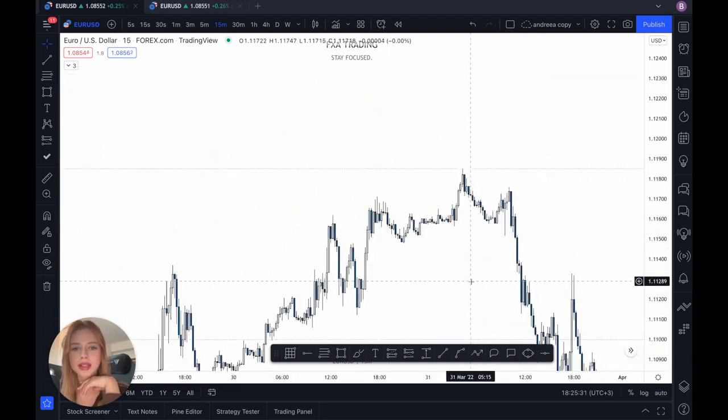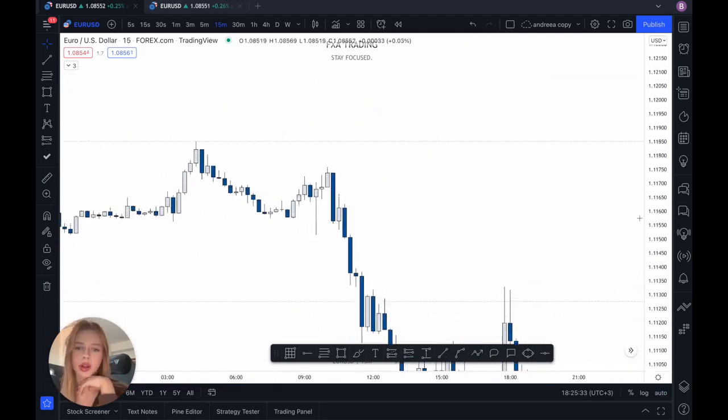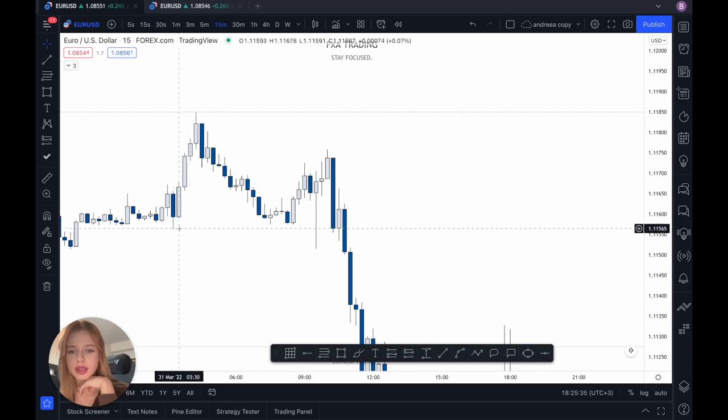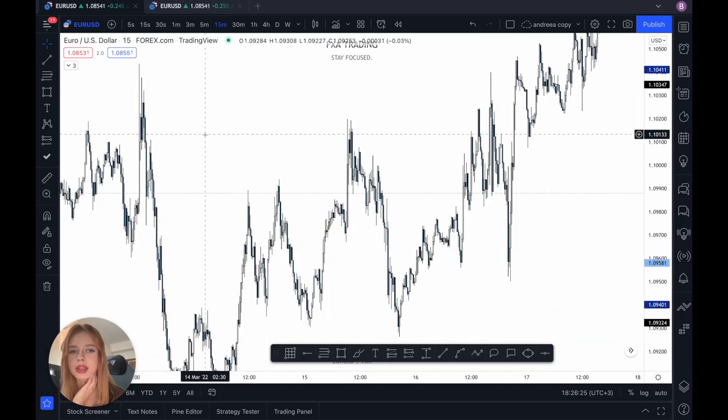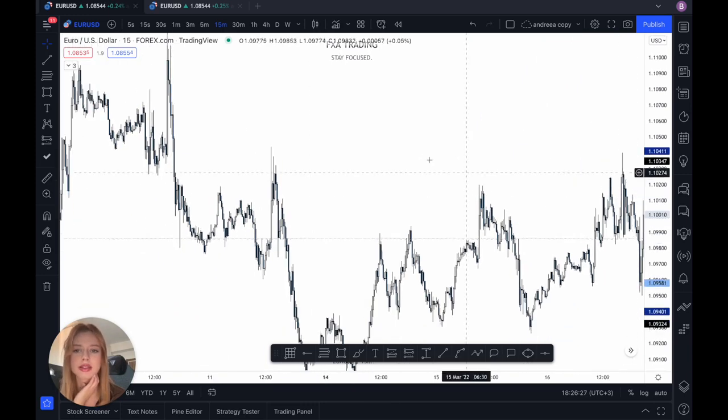So let me see another example, which is this one right here. But actually I don't like it. I don't see a proper break of structure to the downside. Okay, so I'm thinking of showing you more of the extreme zones.